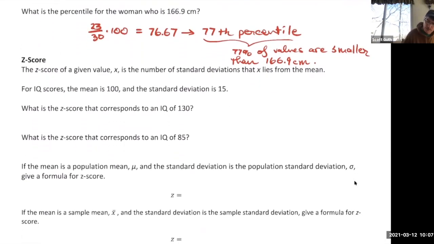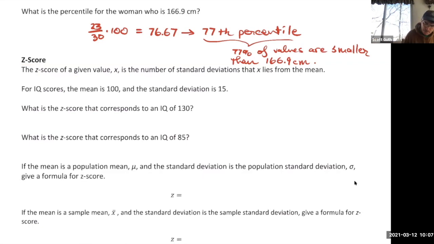Okay, and then the z-score is the next one, super easy also. There's a formula for it. The formula is sort of common sense, but we'll think about it a little bit. The z-score of a given value x is the number of standard deviations that x lies from the mean.